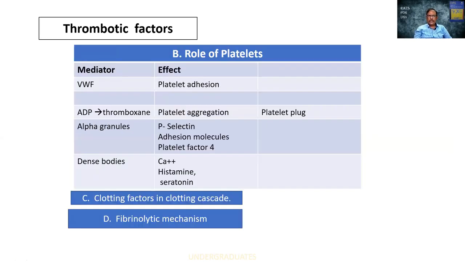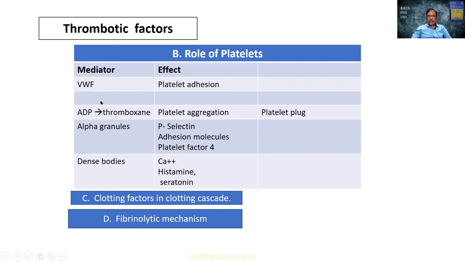The role of the platelets. What is the mediator over here and what is the effect that is being formed? There is the von Willebrand's factor leading to platelet adhesion, ADP and thromboxane, which lead to aggregation of the platelets, alpha granules, which are selectin adhesion molecules and platelet factor 4, and dense bodies, which are calcium, histamine, and serotonin, all of which help in the activation, adhesion, and aggregation of the platelets.